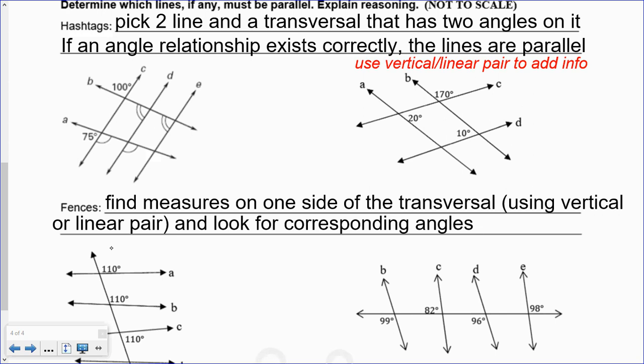I want you guys to take a second and write down what I have on the board, some directions on how to approach hashtag type questions. Pick 2 lines, sorry, that should be plural. Pick 2 lines and a transversal that has 2 angles on it. If an angle relationship exists correctly, the lines are parallel. And then in addition, use vertical or linear pair to add info. Write all that down.